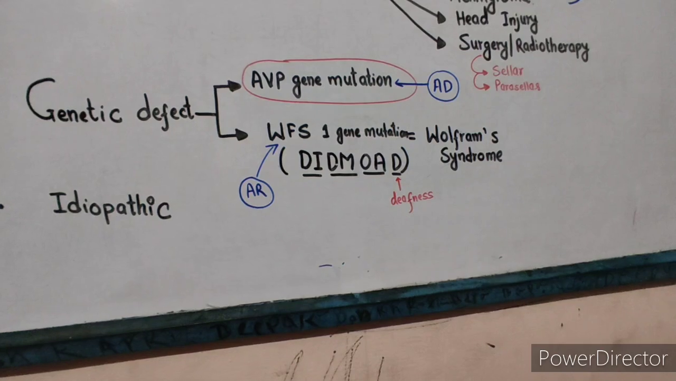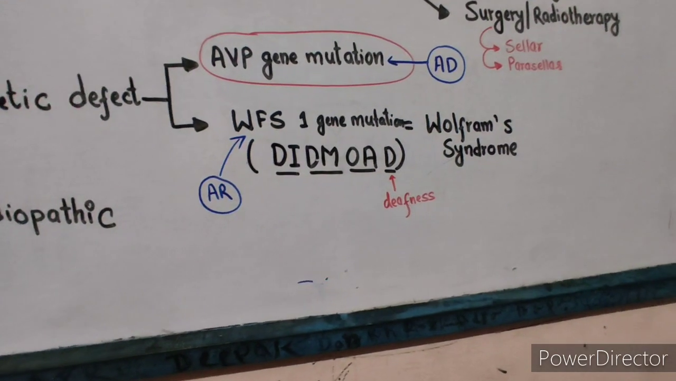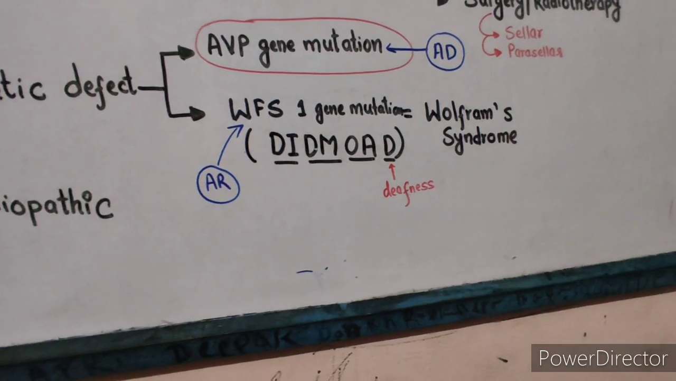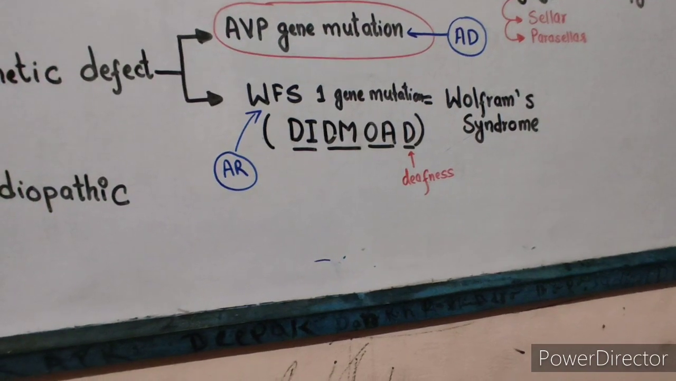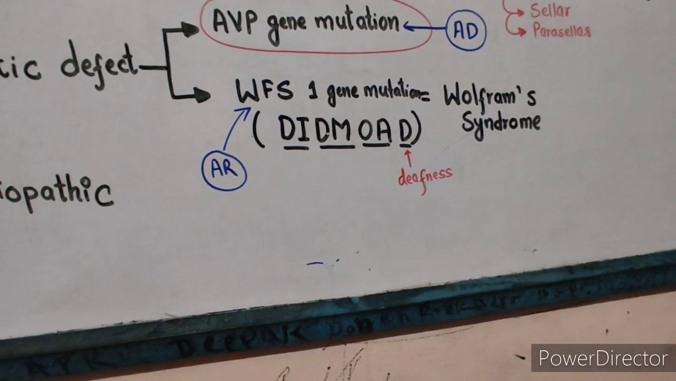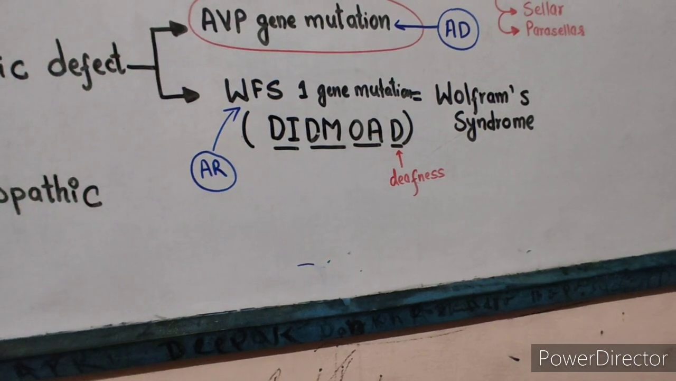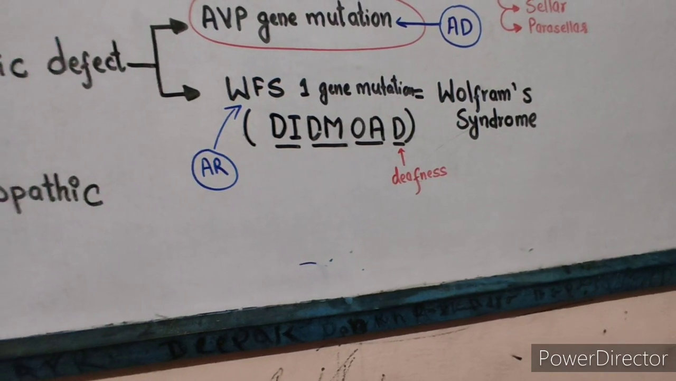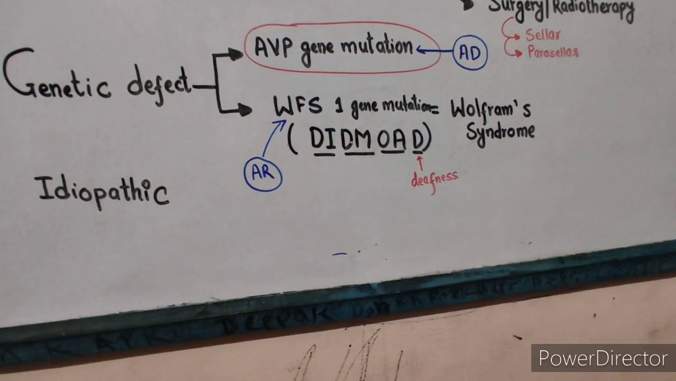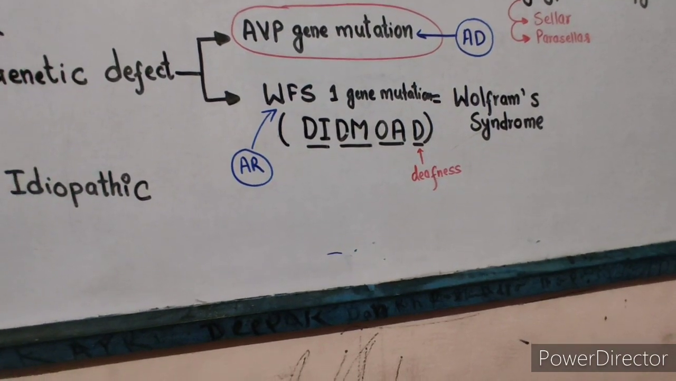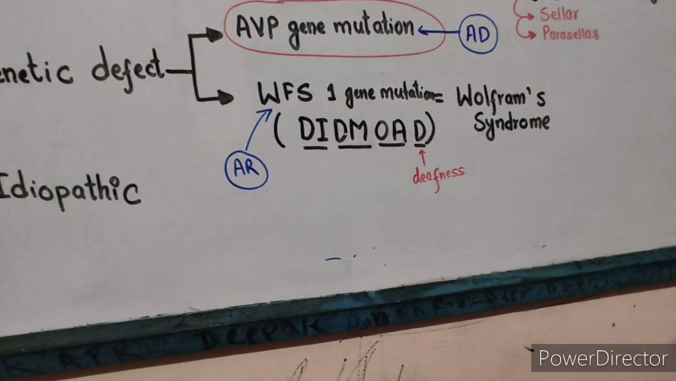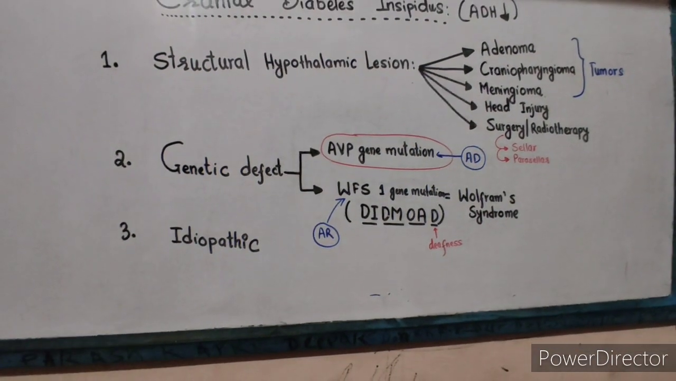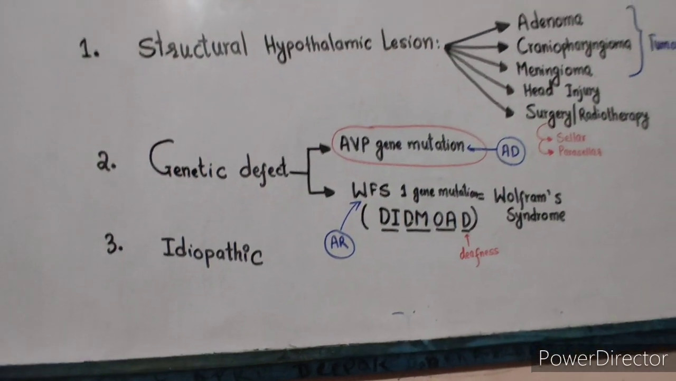Another genetic defect is mutation in the WFS1 gene. This gene mutation is responsible for Wolfram syndrome. Its components are DI for diabetes insipidus, DM for diabetes mellitus, OA for optic atrophy, that is degeneration of the optic nerve, and D for deafness. In contrast to arginine vasopressin gene mutation, Wolfram syndrome is inherited as autosomal recessive. In about 50% of adult patients, cranial diabetes insipidus is idiopathic.